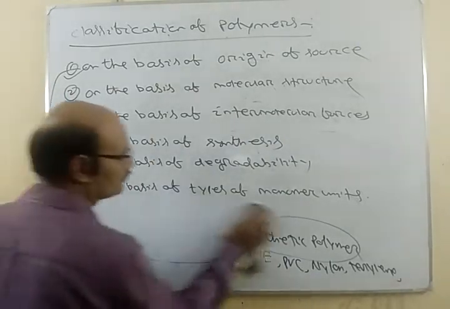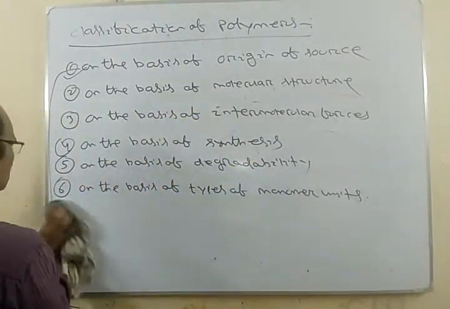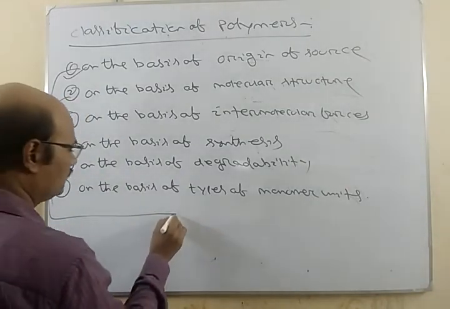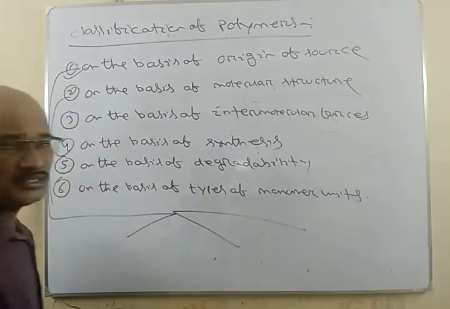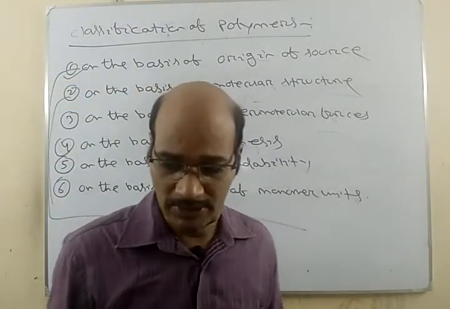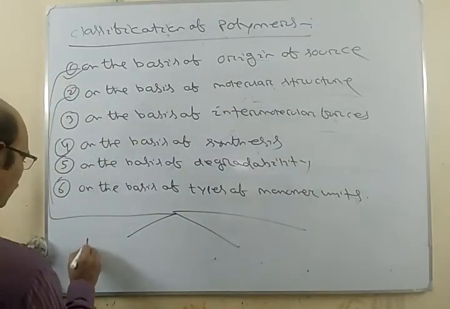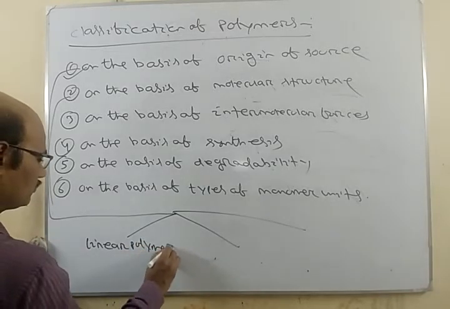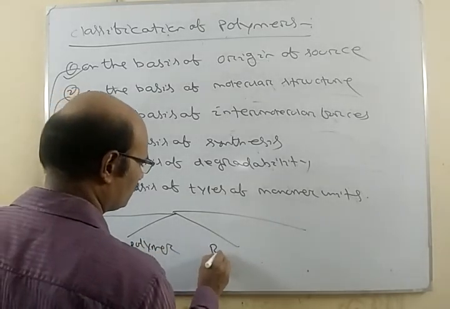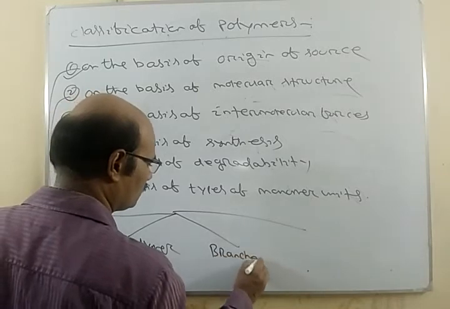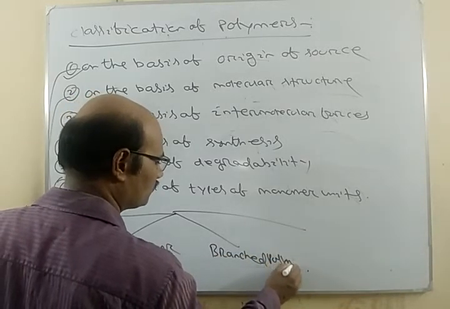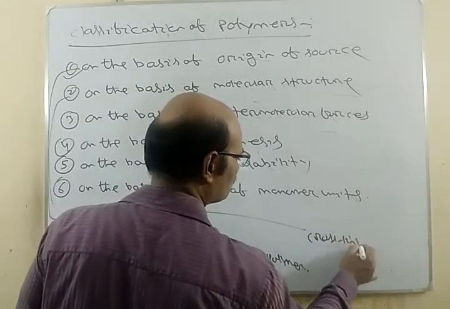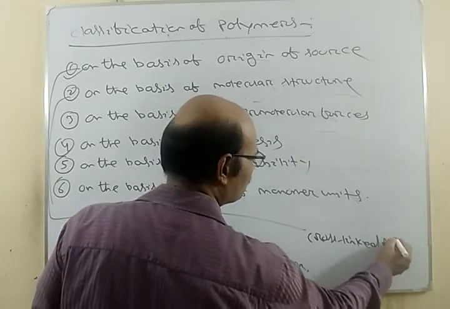Now, classification on the basis of molecular structure. On this head, the polymers are of three kinds. Okay, one is what? Linear polymer, branched polymer, and what? Cross-linked polymer.